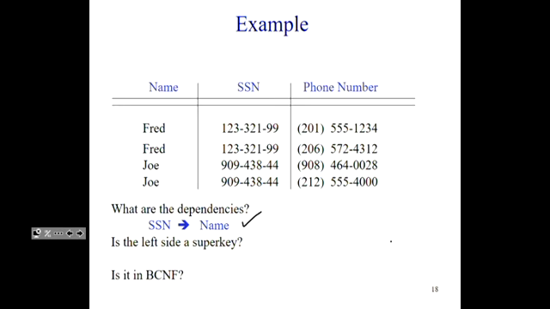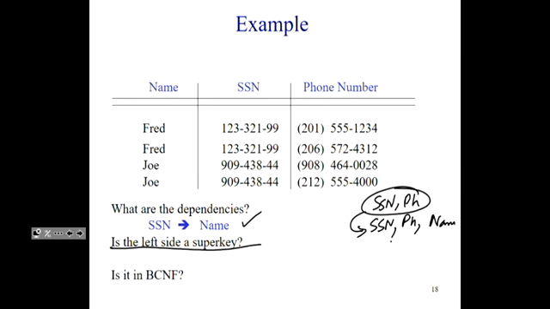Let's check if this satisfies Boyce-Codd normal form. Well, is the left-hand side of this functional dependency a super key? No, because the only super keys here are SSN phone number, or SSN phone number and name, right? These are the two super keys. Basically, SSN phone number is a key, and any superset of that is also a key. So this is also a super key.